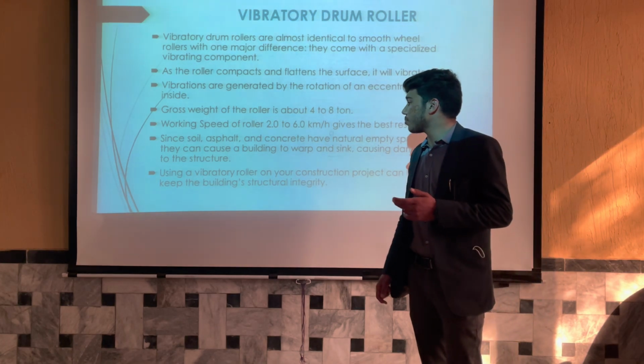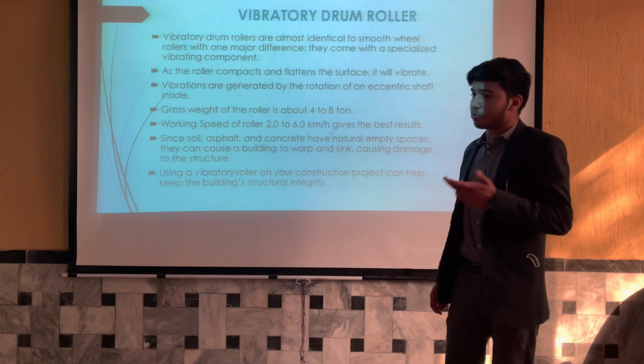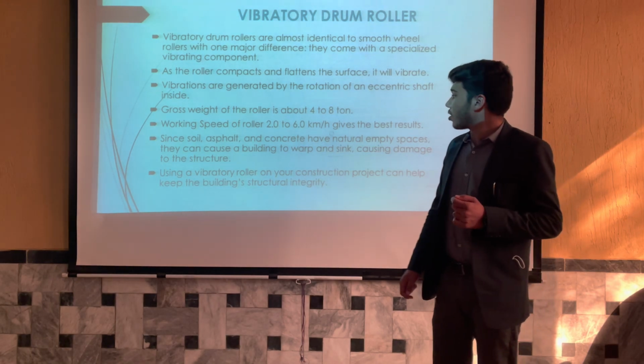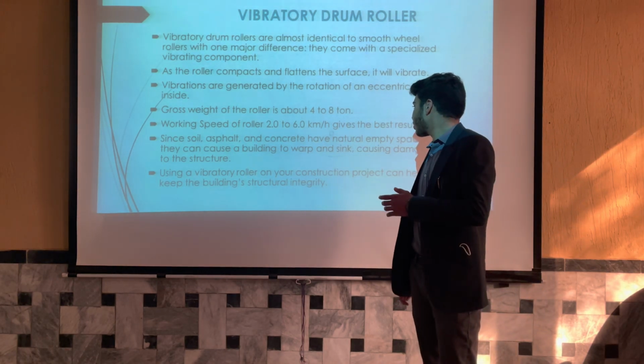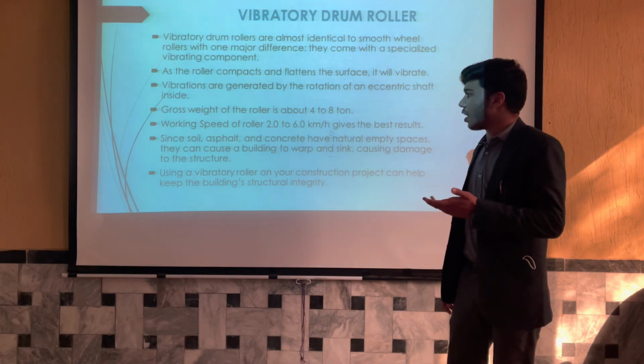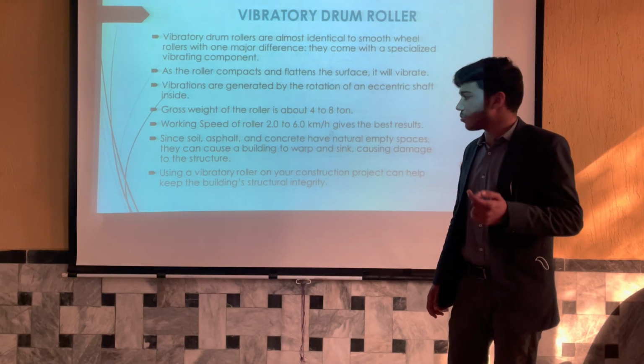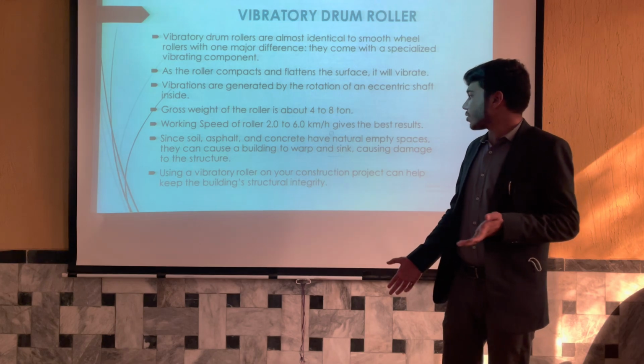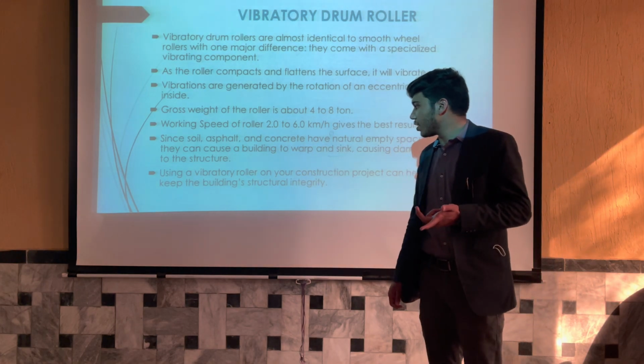The gross weight of the roller is from 4 to 8 tons, but it goes up to 25 tons. The working speed of the roller is 6 km/h, and we usually see the rollers are very slow in speed, and that's why they are good in compaction. And basically it is needed.